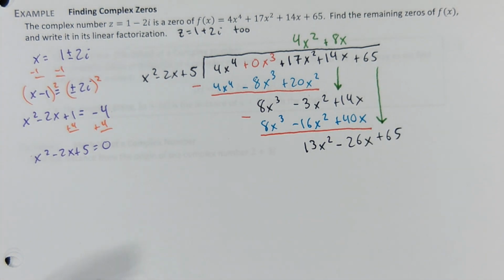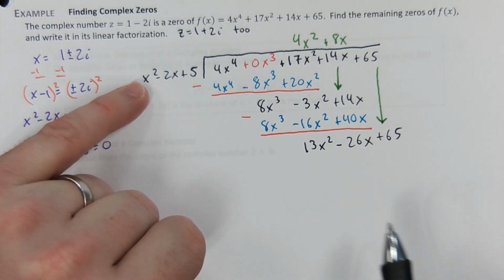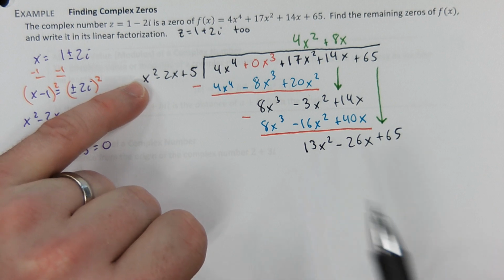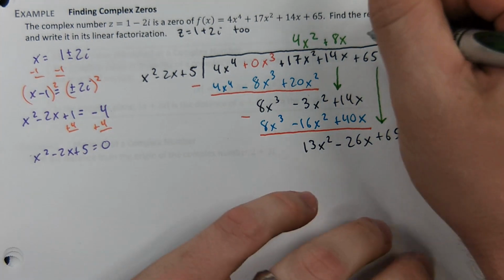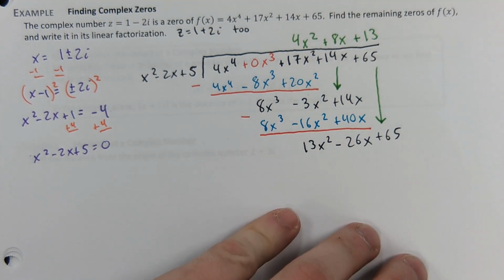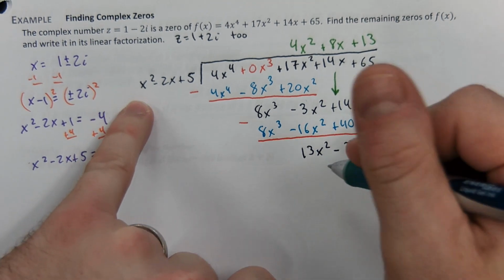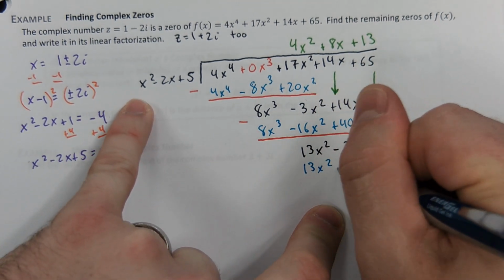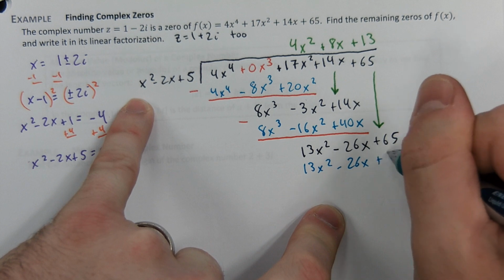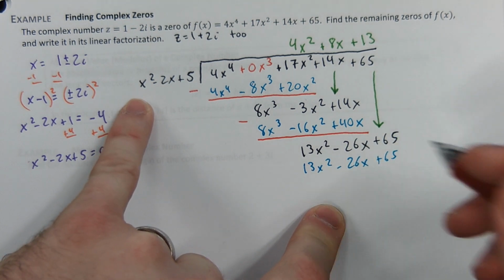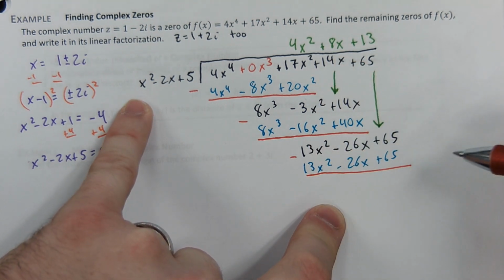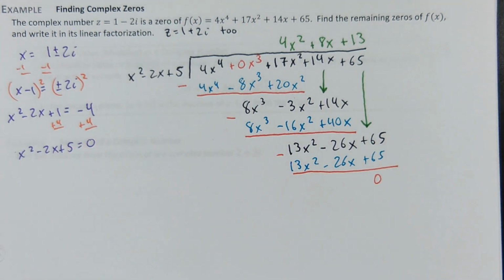And I'm trying to make x squared become 13x squared. What do I have to multiply by? 13. And look what kind of magic happens when you multiply 13 across this thing. No, it's not magic. We were expecting no remainder. Remember, we said it was a factor. So, shouldn't be surprised by that result.